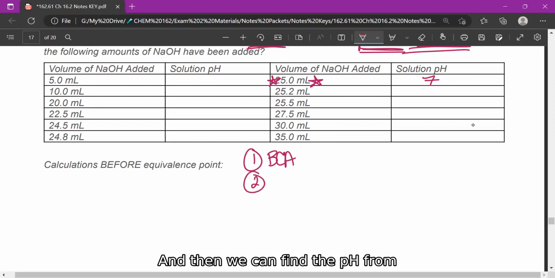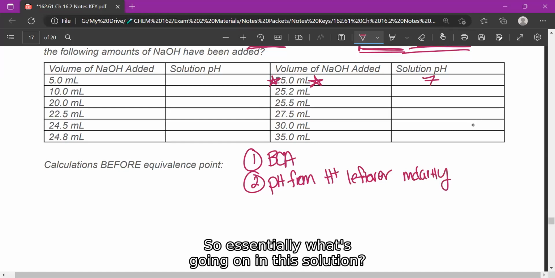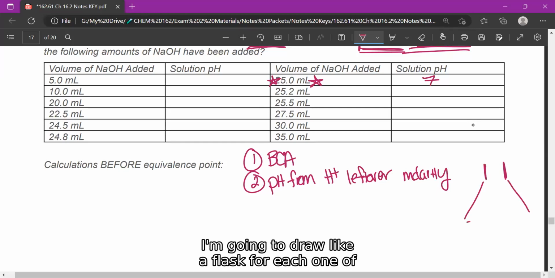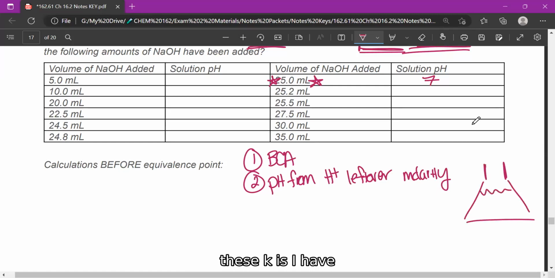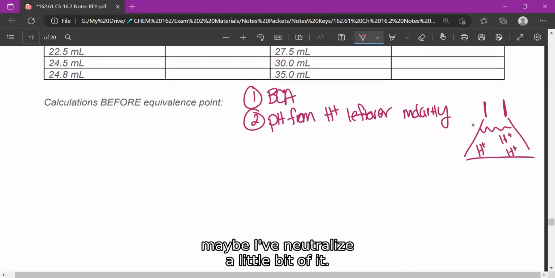And then we can find the pH from the H plus leftover molarity. Okay, so essentially what's going on in this solution, I'm going to draw a flask for each one of these, is I have a bunch of H pluses. That's what's affecting my pH. So that's what I need to look at. I've only neutralized maybe a little bit of it, so I have maybe some water in there, but I do not have any extra OH minus.